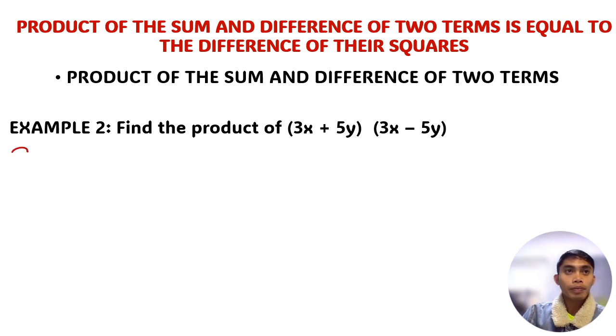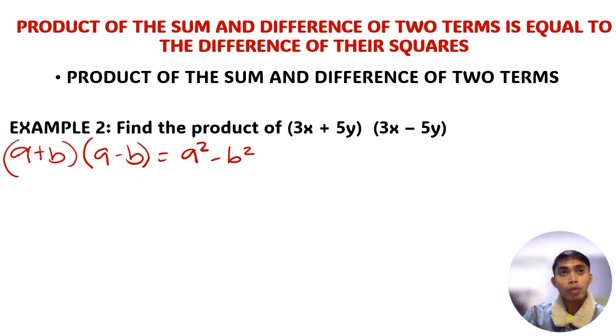okay, that is a plus b times a minus b, which is equal to, simply copy the first term, which is a, then squared, then minus, copy the second term b, then squared. So simply we can use this given formula directly aside from the distributive property, since the distributive property is time consuming. So directly we can use the given formula. So simply copy the first term, which is 3x, then minus, copy the second term, which is 5y.